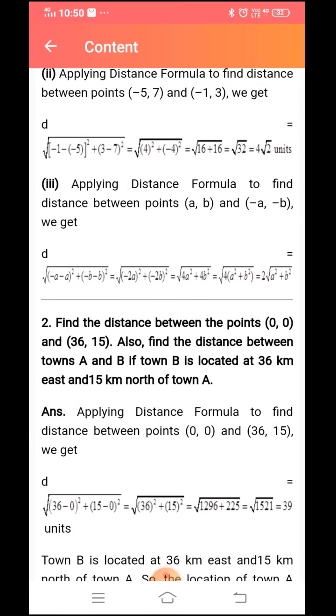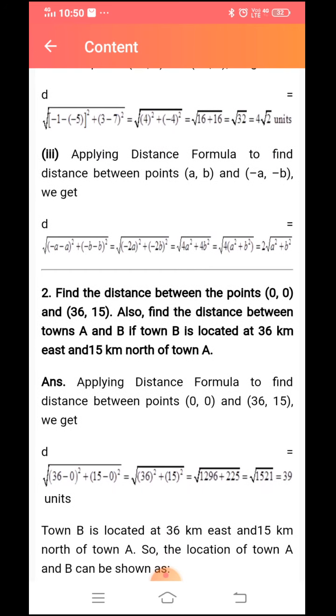Now coming to the second question, find the distance between the points 0, 0. So if one of the points is the origin, then we can go with the second formula. While explaining the formula I said, the second one, root of x square plus y square.